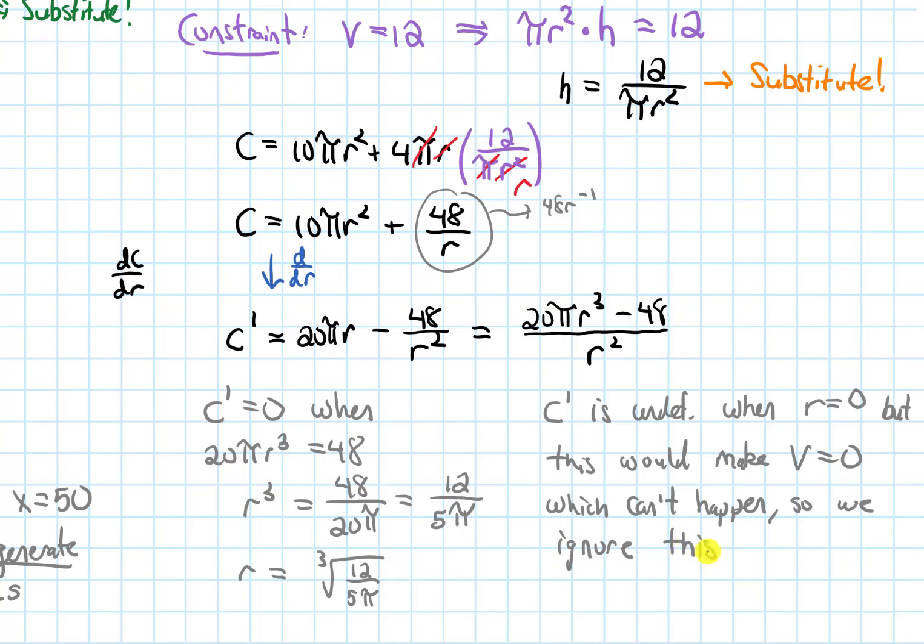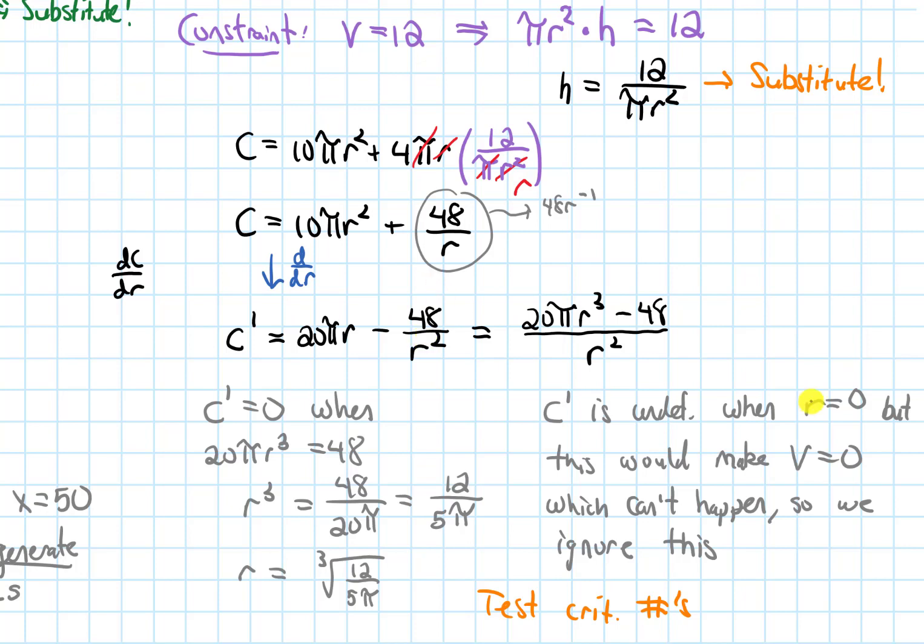All right, so now we have our critical number. It's the cube root of 12 over 5 pi. We need to now test it. Test the critical numbers. So there are 3 methods that we've talked about for testing the critical numbers. There was the closed interval method. There was the first derivative test plus a little bit of justification. There's also the second derivative test plus a little bit of justification.